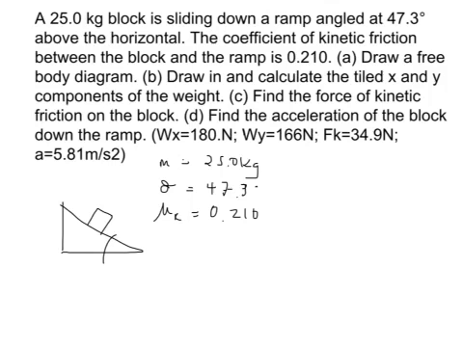We have to draw a free body diagram showing the forces, draw in and calculate the tilted x and y components of weight, find the force of kinetic friction, and find the block's acceleration down the ramp. So the first step is to draw the forces. Gravity, or weight, pulls straight down, and that equals mg. The normal force is perpendicular to the surface, so that's going to point up and away like this. And there's going to be one final force, the force of kinetic friction, Fk.